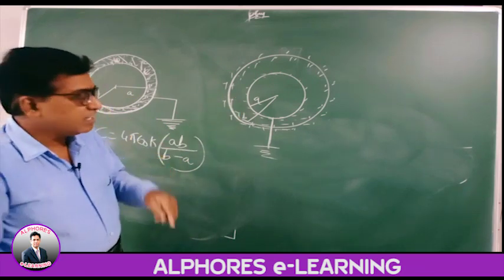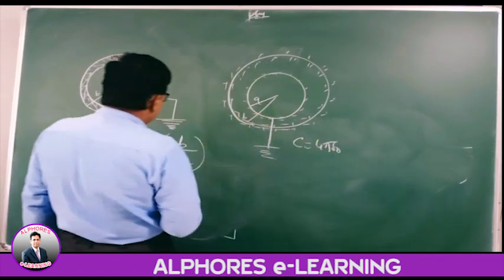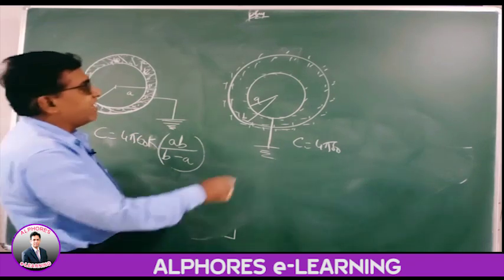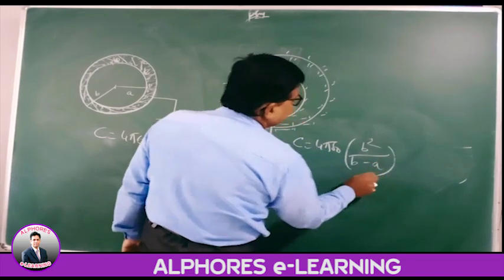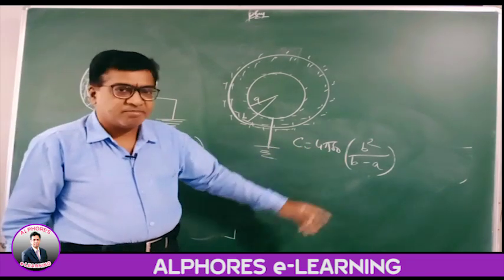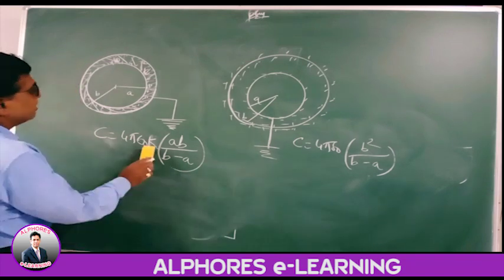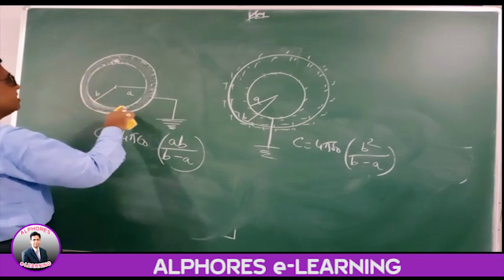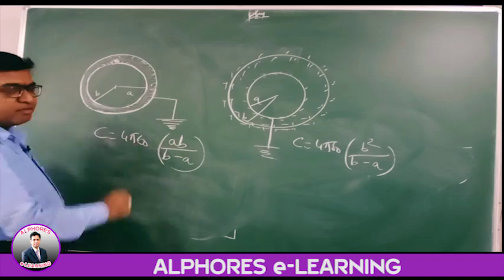So the resultant capacity comes out to be C is equal to 4 pi epsilon naught, if air is present between them, B square by B minus A. If a medium is present, there is a factor K. When the inner sphere is earthed, the capacity is 4 pi epsilon naught B square by B minus A. When the outer sphere is earthed, it is 4 pi epsilon naught AB by B minus A, if air is present between the two spheres.